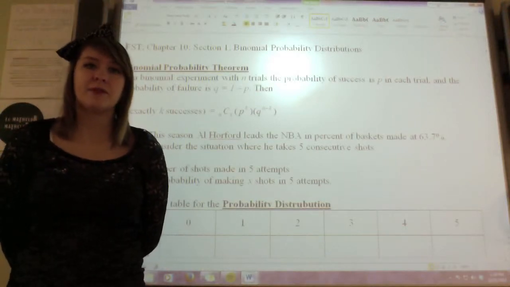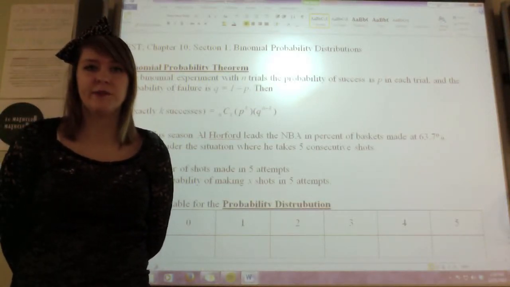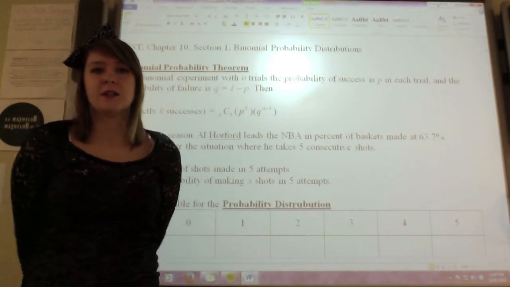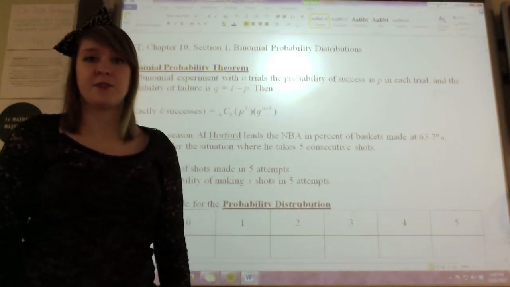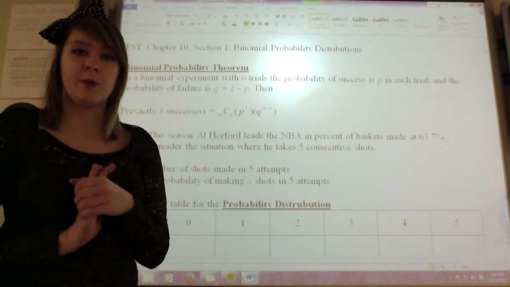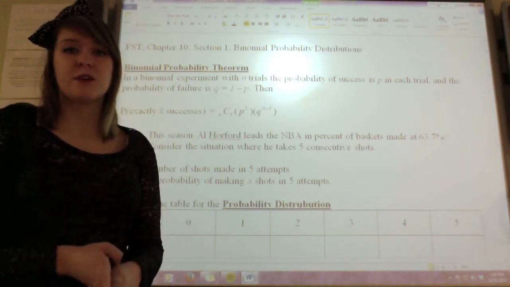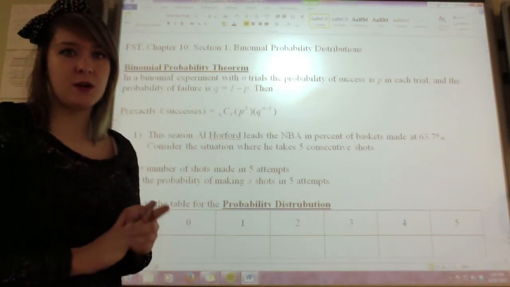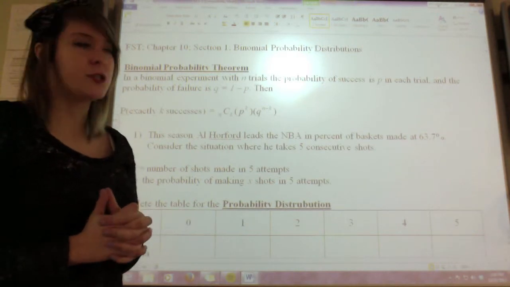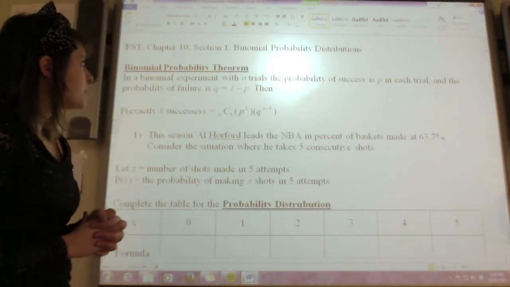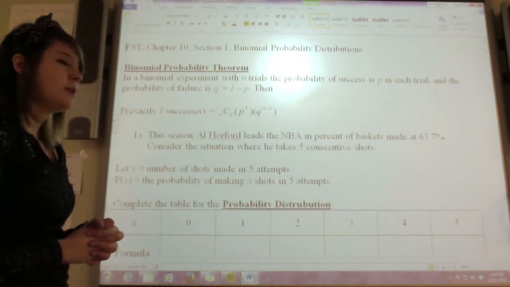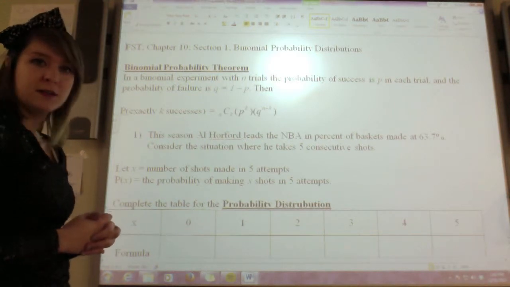Hey guys, today we're doing Chapter 10, Sections 1 and 2. And I've grouped them together because they pretty much just build right off each other, because we're just talking about the binomial probability distribution functions, and then we're going to talk about standard deviation and variance for those types of functions. Alright, first thing we have is our binomial probability theorem, which just tells us what it means to be a binomial distribution.